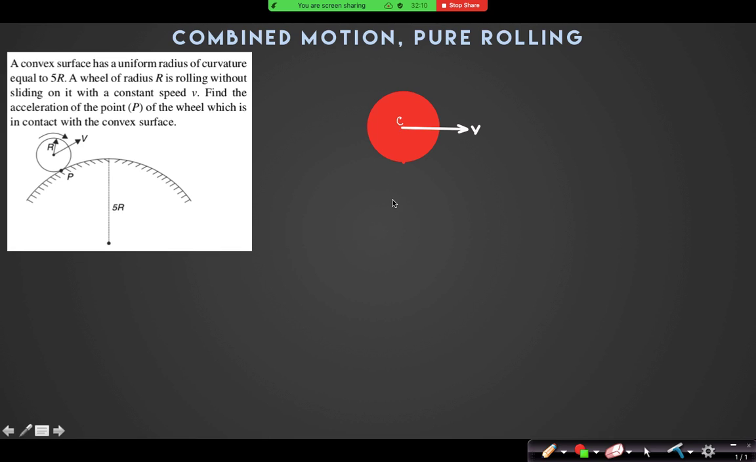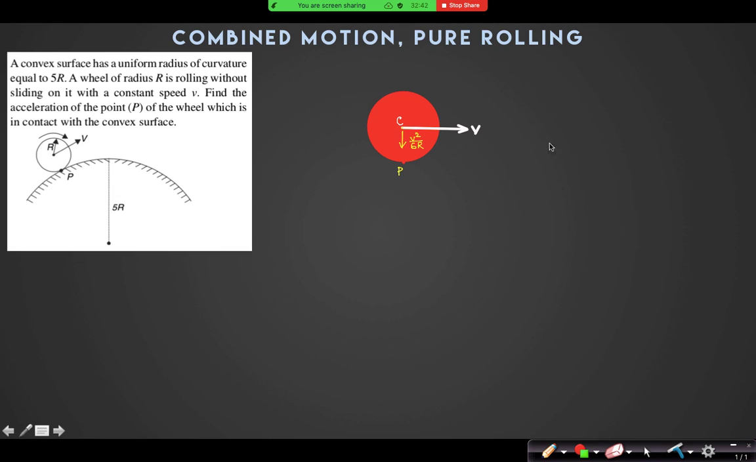Right? But what is the acceleration of this center of mass? Is it 0? Sir, is it V square by R towards the center of the convex surface? Yes. Acceleration of C is V square by 6R, sorry. It is towards this point, V square by 6R, because the center of this wheel is rotating in a circular path of radius 6R. Yes or no? Yes, sir.